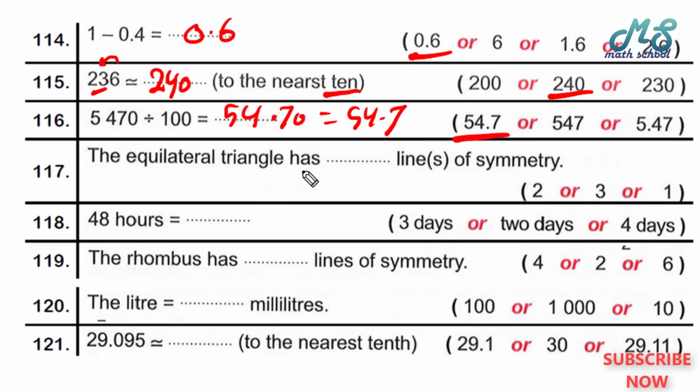The equilateral triangle has how many lines of symmetry? 3 lines of symmetry. The correct answer will be 3.